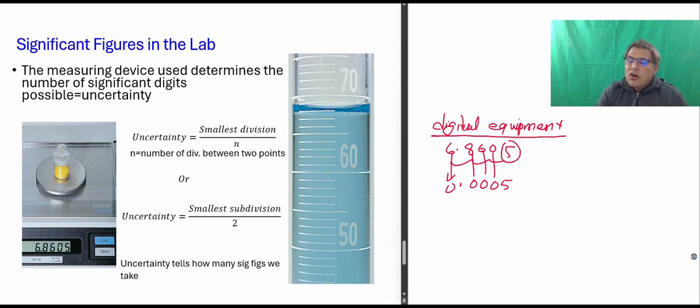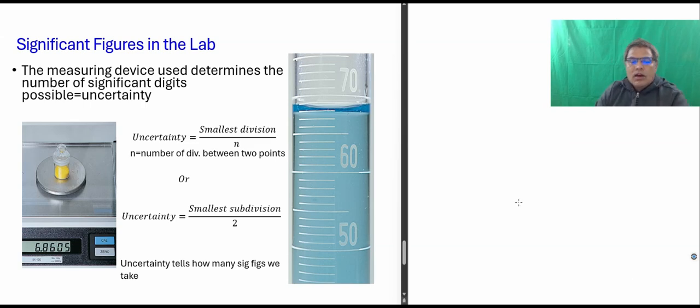But if this is analog, then we have to work out what we already did. Okay, so how do you know that? You have two ideas to know the uncertainty. Uncertainty is equal to the smallest division divided by n. This is one method, where n is the number of divisions between 2 points. I will show you here. And the other, more famous method is: smallest subdivision divided by 2. That's the uncertainty.